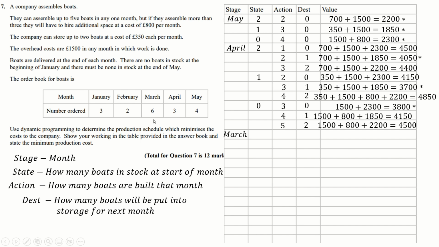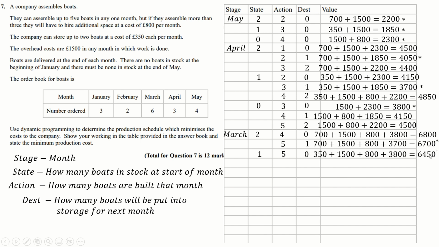Now, March is kind of like a choke point almost, because you need so many boats. So if you enter with 2 boats in storage, you have to build 4 to leave 0 in storage, or you could build 5 to leave 1 in storage, making these 2 costs. That one's the better one. Or you could enter March with 1 in storage, in which case you'd have to build 5, because you need 6 by the end of March. 0 get left in storage, that costs this much, and that's the optimal strategy because it's the only one. And then we go straight to February, because that's the only thing you can do in March. You can't have 0 in storage, because you can't build 6 boats in 1 month. So that's all we can do.